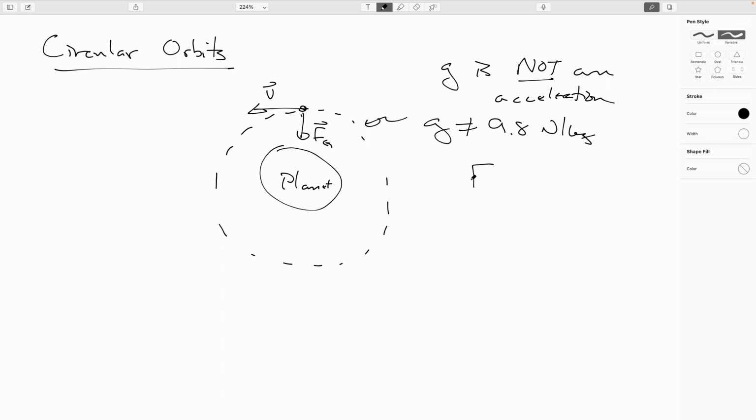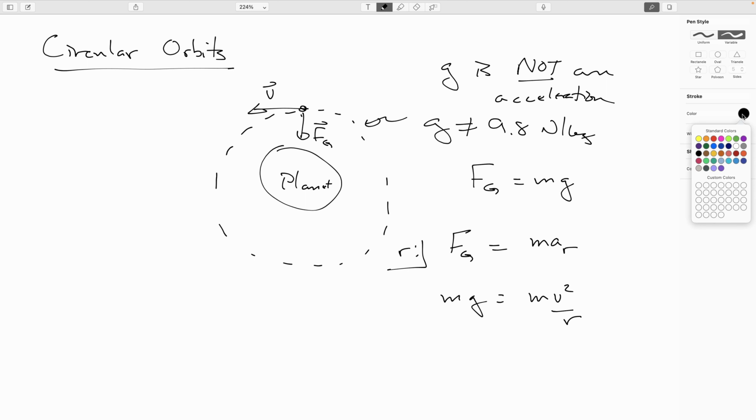It's true that you can always write that the force of gravity is mg, as long as we acknowledge that g doesn't have to be 9.8. It can be whatever. So then we can do the same game as we've done before. We can say that in this case, gravity is the only force I have acting in the radial direction. It has to be equal to m times a sub r, or mg equals mv squared over r.